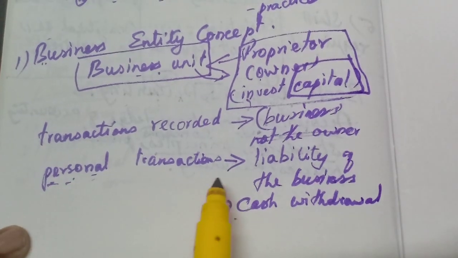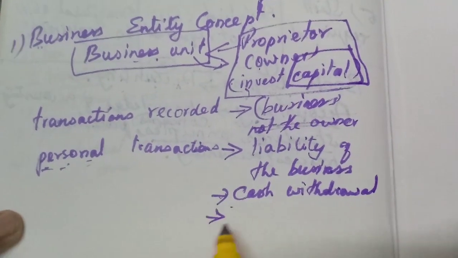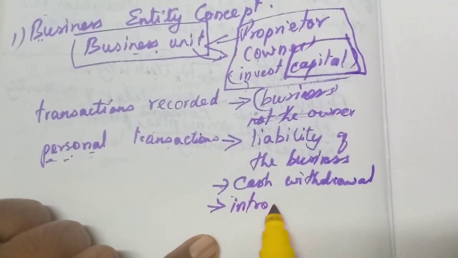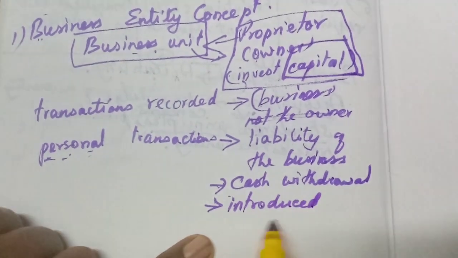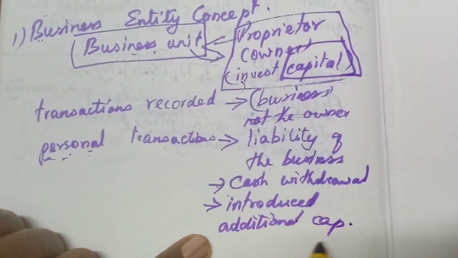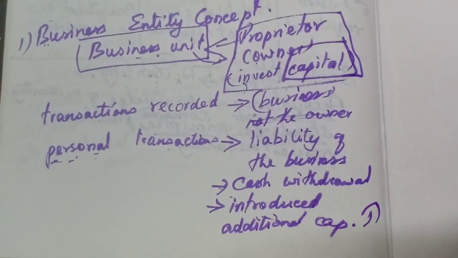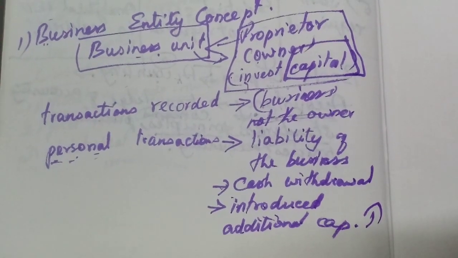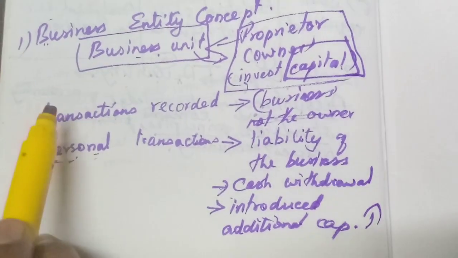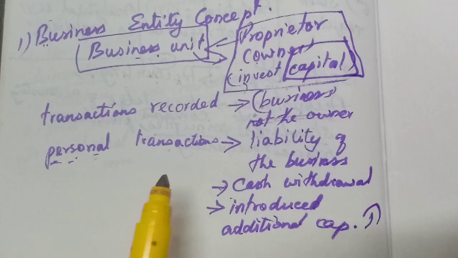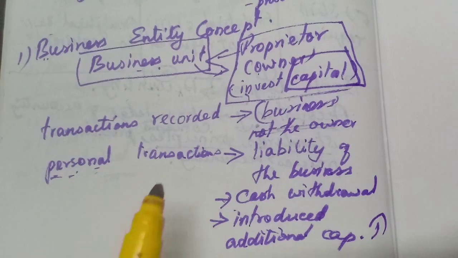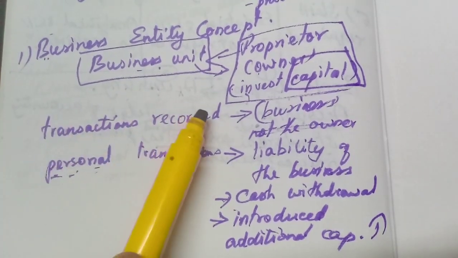And in opposite to this, if he has introduced additional capital, that also he can do, isn't it? Introduced additional capital, that will improve his business. So that should also be considered. That is why the business is separate from the owner of that business. Understood? Only business transactions are entered in the books of accounts, not his personal transactions.